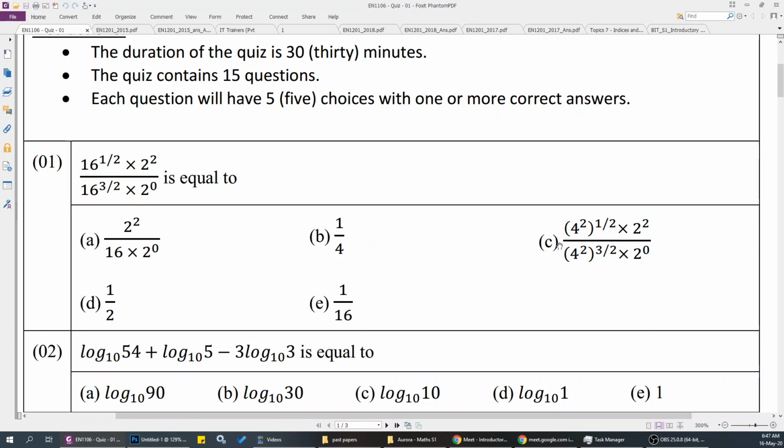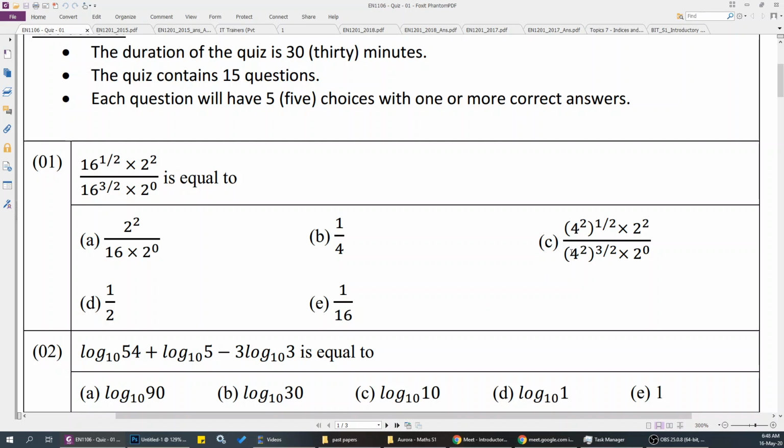What about C? 4 to the power 2 into a half, raised to the power half into 2 into 2 to the power 2 over 4 squared raised to the power 3 over 2 into 2 to the power 0. Now you need to just simplify this and see whether it still gives us the exact answer that we got for answer A and B, right? What we are trying to see is whether all the 5 answers are same or not. So in an examination like this where you have to have more than one answer for questions, you need to just check all the 5 answers and see if you can find an answer in each of the choices. So I'm going to go with C and see if I can find an answer there.